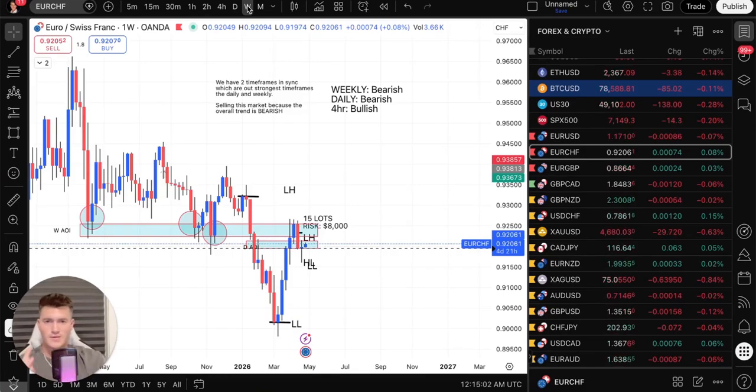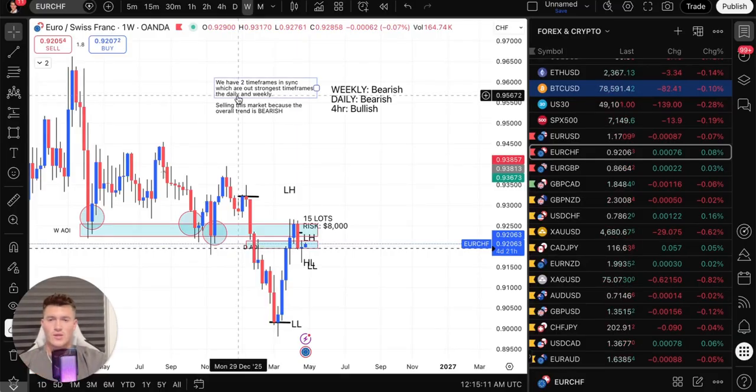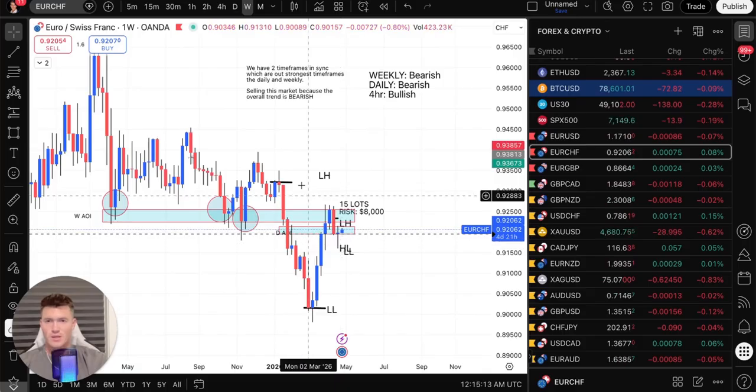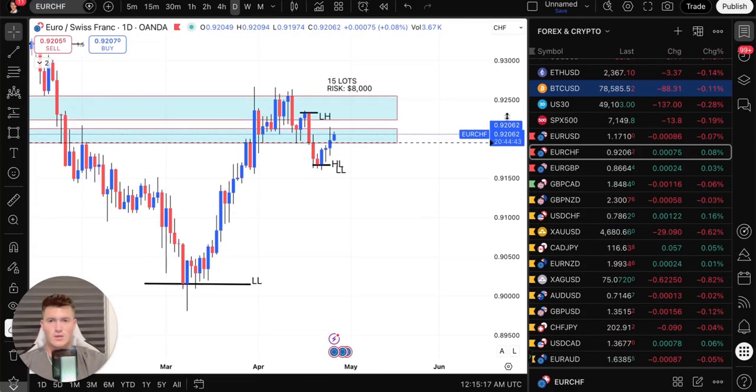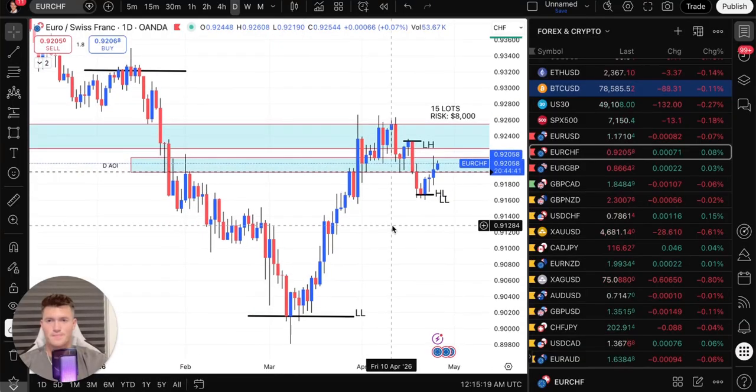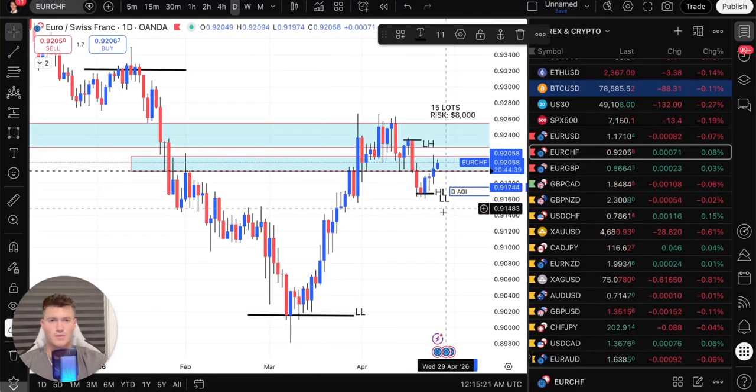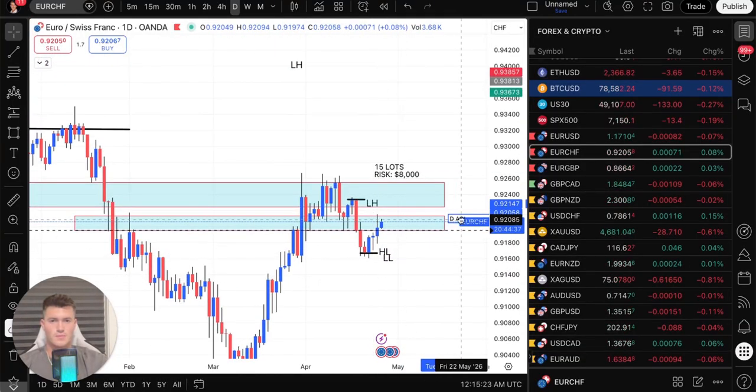So now since we've identified the trend, bearish, bearish, and bullish. Weekly bearish, daily bearish, and 4-hour bullish. Now that we have found a weekly area of interest, now that we have found a daily area of interest, right here, daily over here, you can see it.